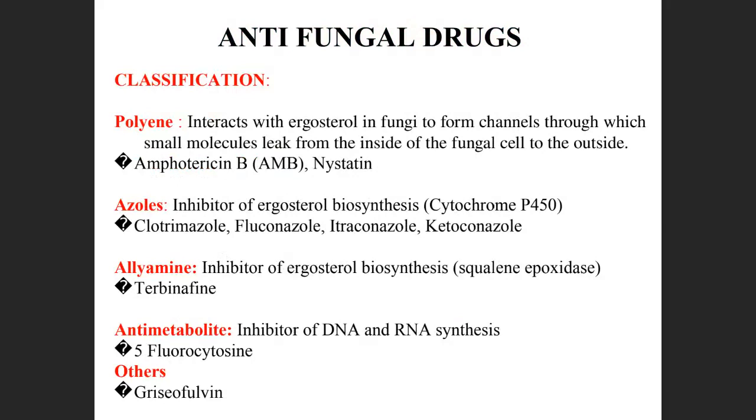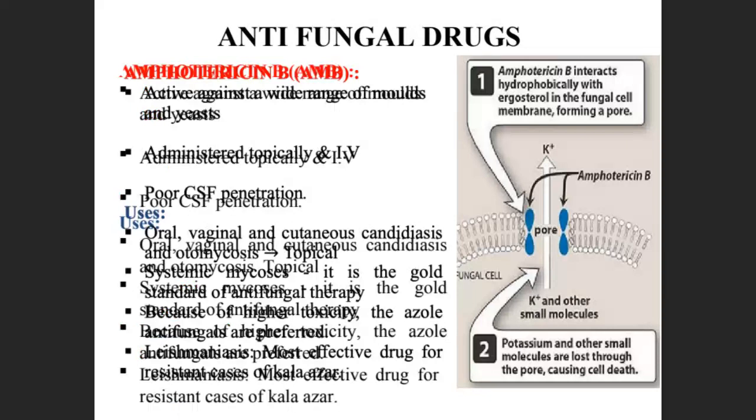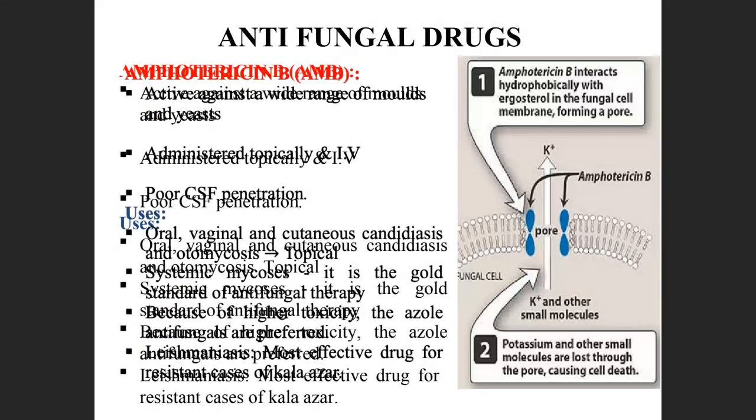So the antifungal medications are broadly classified into 5 categories: polyenes, azoles, allyl amines, antimetabolites, and other categories include Griseofulvin. So we are going to see, one by one, the important drugs in each category. Coming to the first one, that is Amphotericin B. So we will see how this drug is acting.